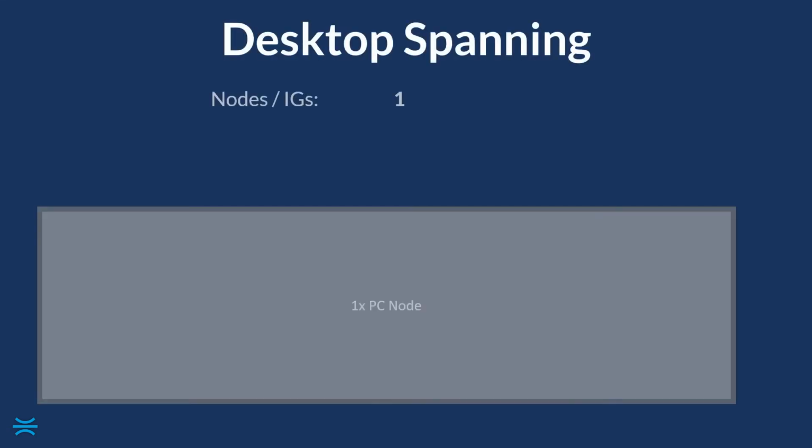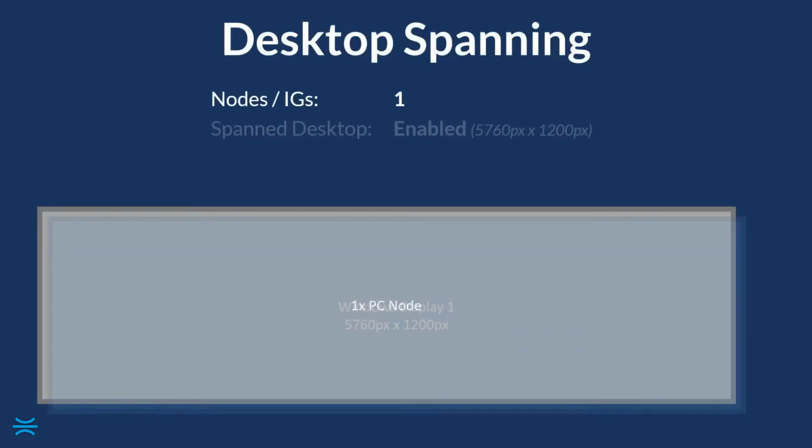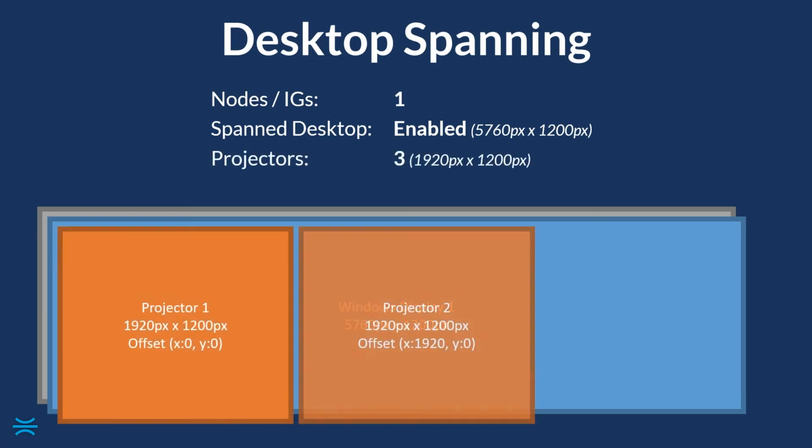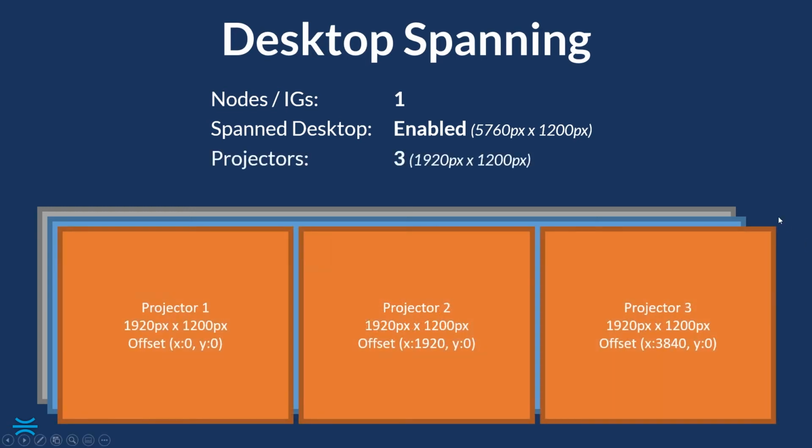Now we'll have a look at our second example, which is with desktop spanning. So we've got one PC, but this time we've used NVIDIA Surround or NVIDIA Mosaic or AMD Eyefinity to join the 3 outputs into one display. You can see that our one display there is 5760 by 1200. That's the 3 lots of 1920 stitched together into one display. And now we've got our 3 projectors. The difference from our last example is that now we're using offsets.